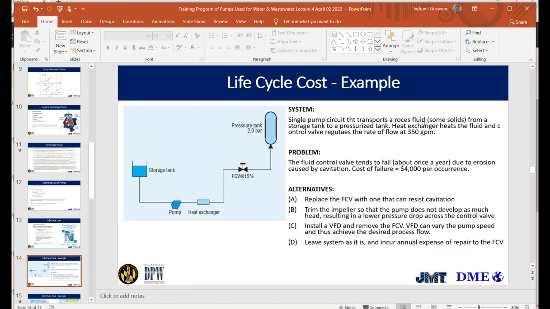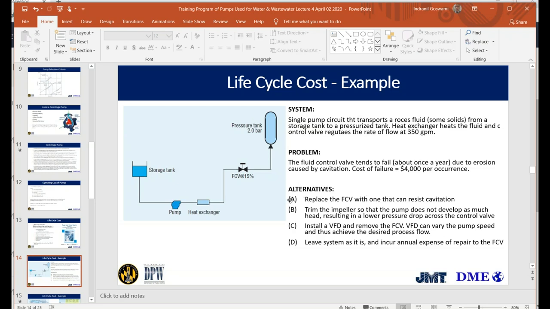a pump that handles a fluid from a storage tank to a pressurized tank. A heat exchanger heats the fluid and a control valve regulates the rate of flow at 350 gallons per minute. That's the system. And the problem in this case is that the control valve has shown a fairly regular pattern of failure about once a year due to erosion caused by cavitation. And every time that happens, the cost of replacing that valve is $4,000.